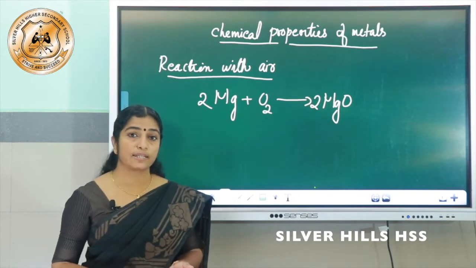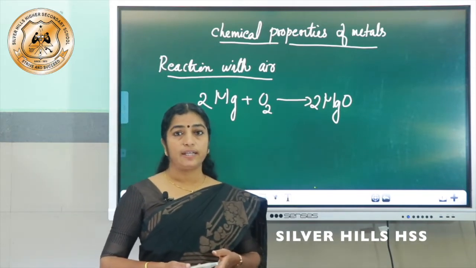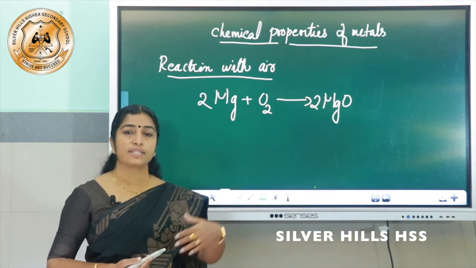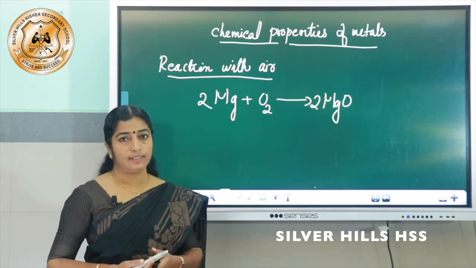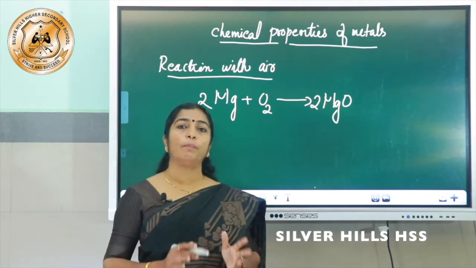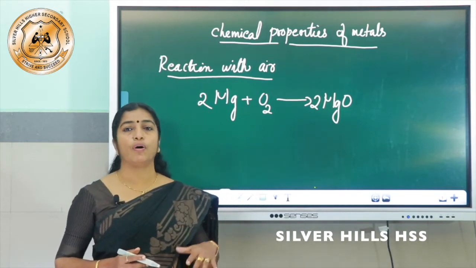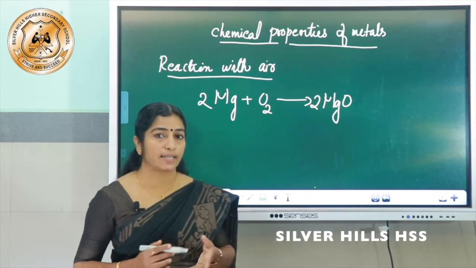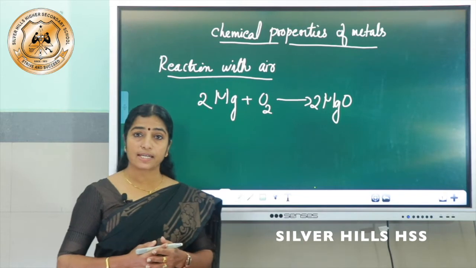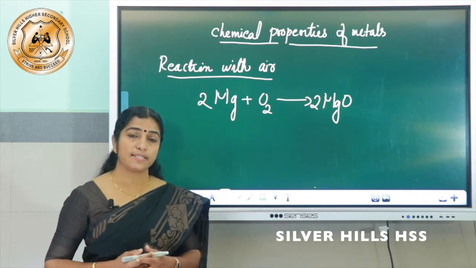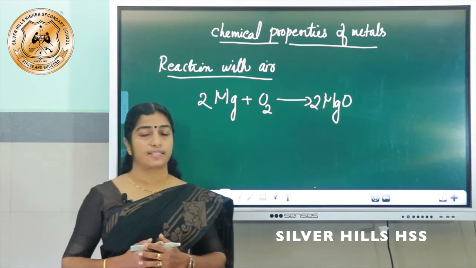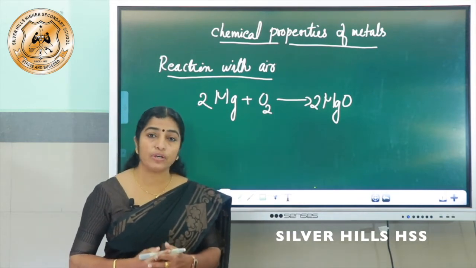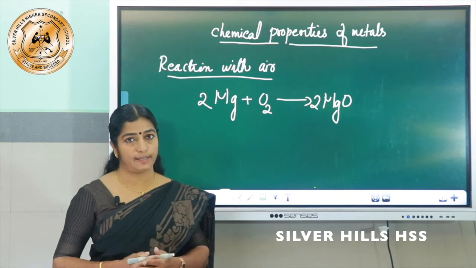And you know that aluminum vessels lose their luster within a few days. Aluminum reacts with oxygen to form an oxide layer. That is, metals react with the components present in air to form new products. As a result, they lose their metallic luster. But metals like gold, silver, and platinum do not lose their luster because these are very less reactive metals, so they won't react with the atmospheric air.